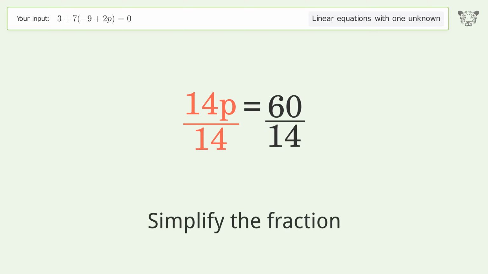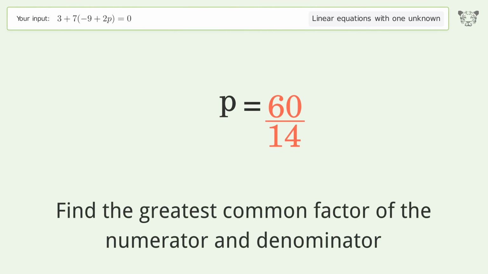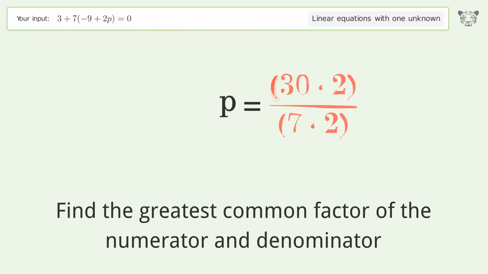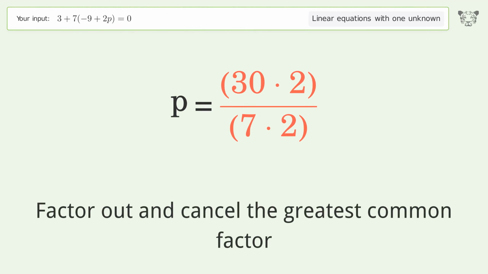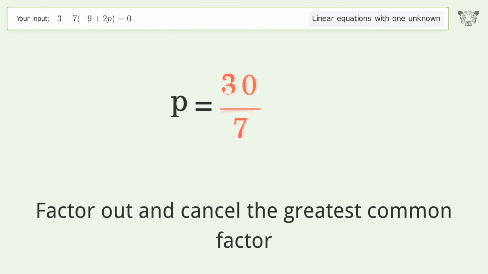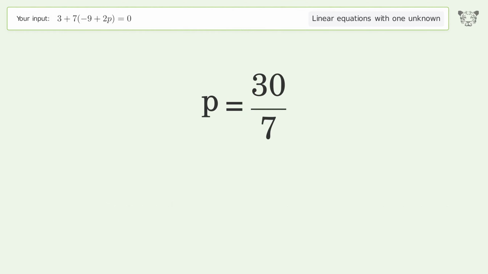Simplify the fraction. Find the greatest common factor of the numerator and denominator. Factor out and cancel the greatest common factor. And so the final result is p equals 30/7.